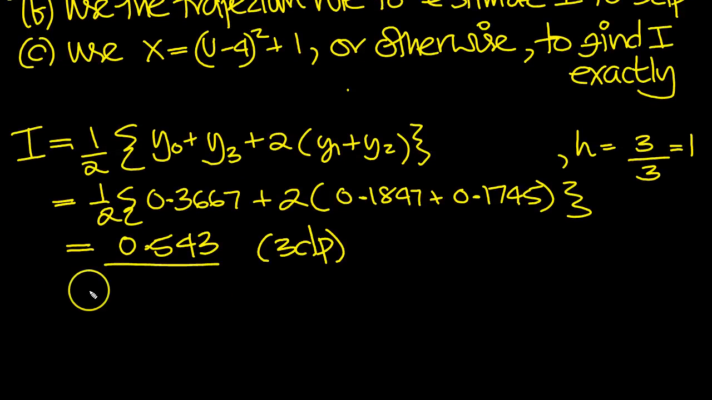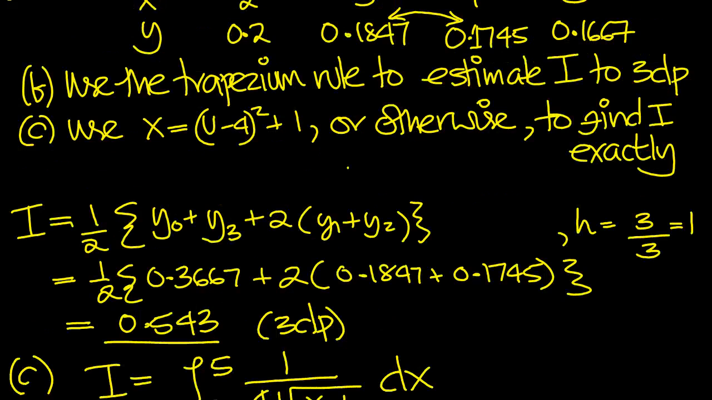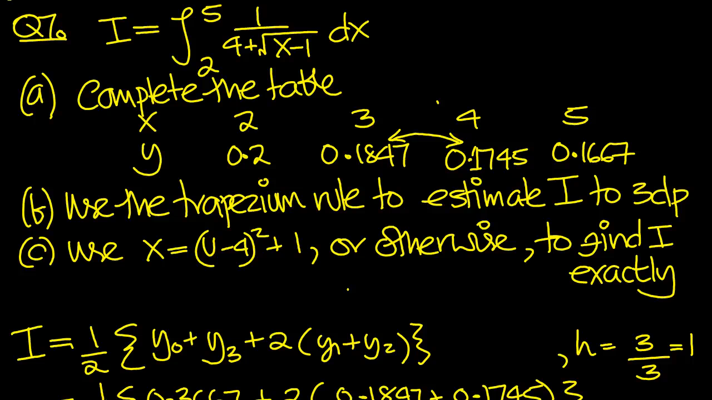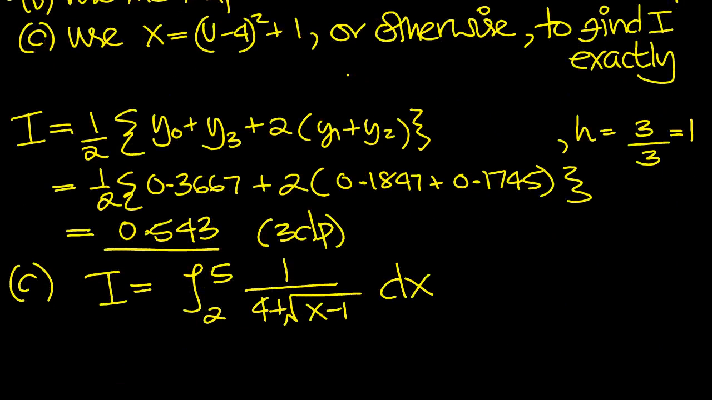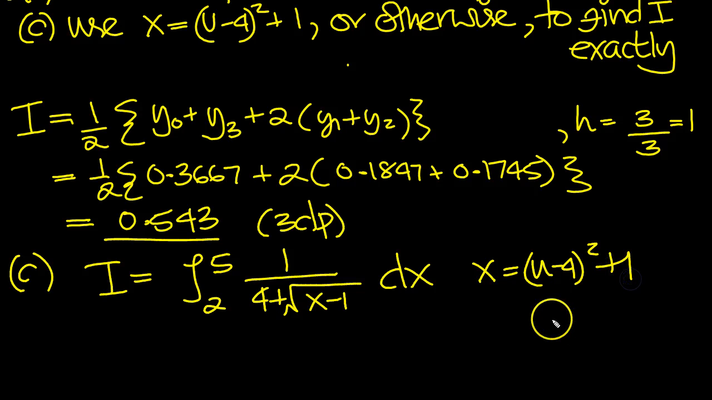Now part C. So I is equal to the integral between 2 and 5, wasn't it, of 1 over 4 plus the square root of x minus 1 dx. So I'm just going to go back up and check I've written that down correctly. Yeah, and then we use the substitution x equals u minus 4 squared plus 1. So let's put that in then.